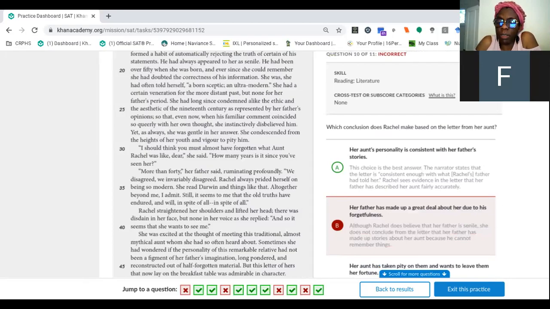Which conclusion does Rachel make based on the letter from her aunt? You said her father had made up a great deal about her due to his forgetfulness. Okay, so she thinks her dad is senile. You know what senile means? Yes, ma'am. Usually you're talking about older people who are forgetful, kind of losing their marbles, as the British say. Basically, they're not all together. She thinks that of her dad, but really she just says that he's not like that. Her father made up a great deal about her due to his forgetfulness, so he's not really. No, that's not the case. So the answer is what?